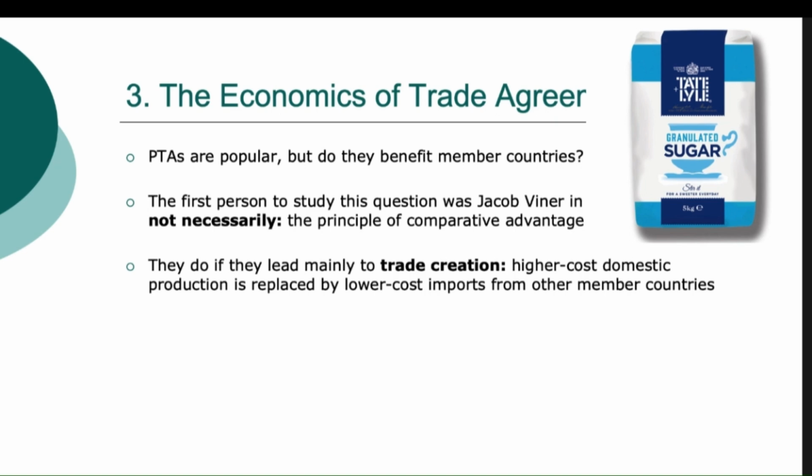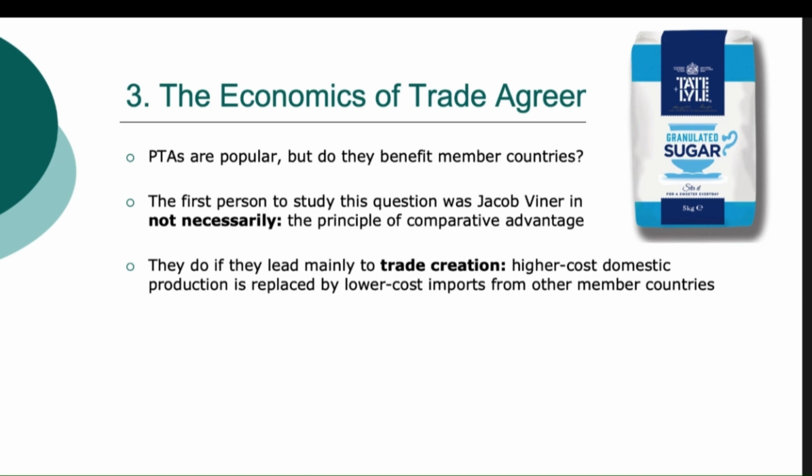If you take an example, let's take sugar in the UK. We import some of our sugar, we import sugar cane, but we also produce some of our own sugar from sugar beet. Now, if we sign a trade agreement, let's say with Australia, and we end up importing sugar cane from Australia and producing less sugar from sugar beet ourselves, because the imported sugar is cheaper, that's an example of trade creation. That's generally beneficial for a country.